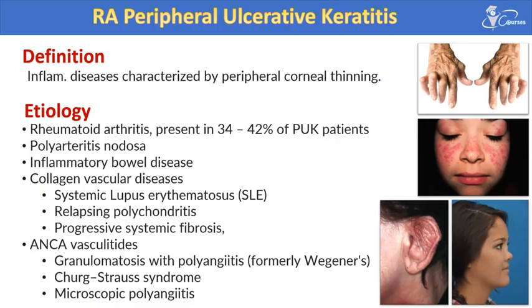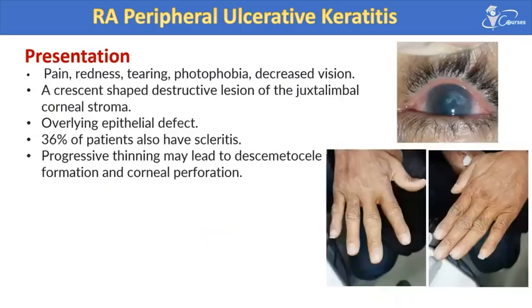So how does a patient with peripheral ulcerative keratitis present? They will present with pain. These patients have pain together with redness, tearing, photophobia, and decreasing vision. Okay, so again, for peripheral corneal diseases, here there is pain.